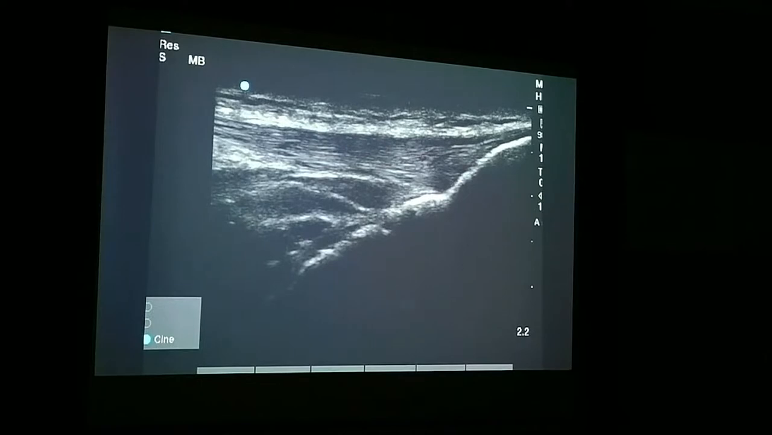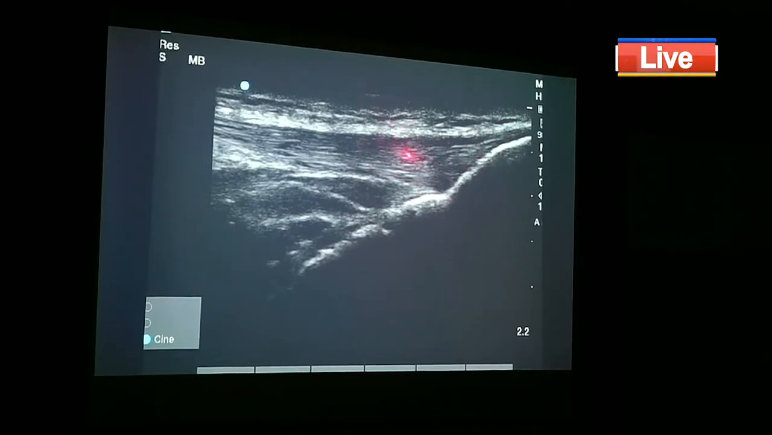So this homogeneous structure, you can see, is the insertion on the tibial tuberosity. A very thin or very small tuberosity is seen this big. So that's the power you can have.